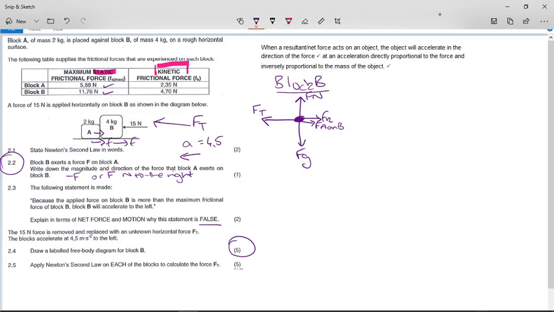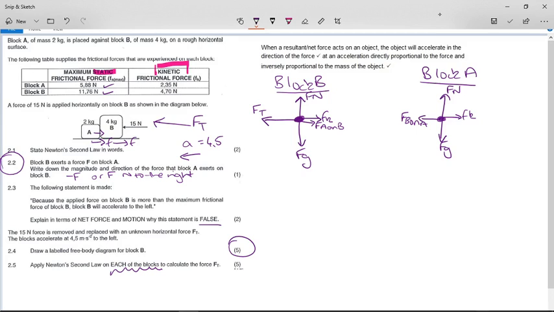Now it says apply Newton's second law on each of the blocks to calculate Ft. The moment it says that, we have to draw a free body diagram for block A as well. So here comes block A. It's also got its weight downwards. It's also got its normal force upwards. It's also going to have kinetic friction going to the left because it's moving to the right. And then it only has one other force, and that is the force of B on A.